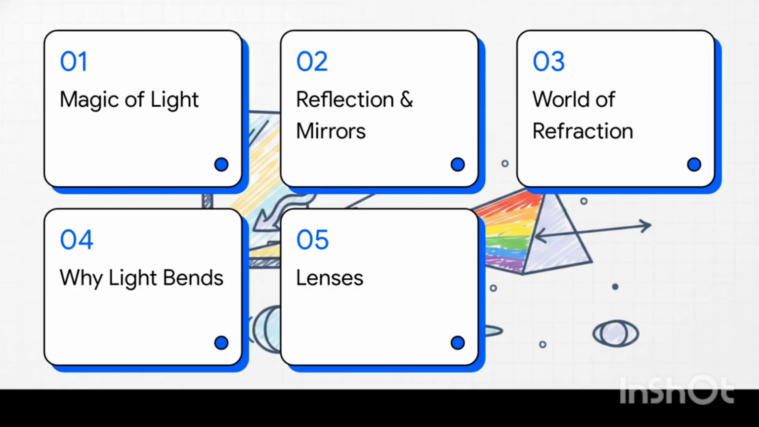Here's our roadmap for today. We're starting with the magic of light. Then we'll hit World 1, Reflection and Mirrors. After that, we dive into World 2, Refraction, figure out why light bends, and finally, wrap the whole thing up with lenses, converging and diverging.